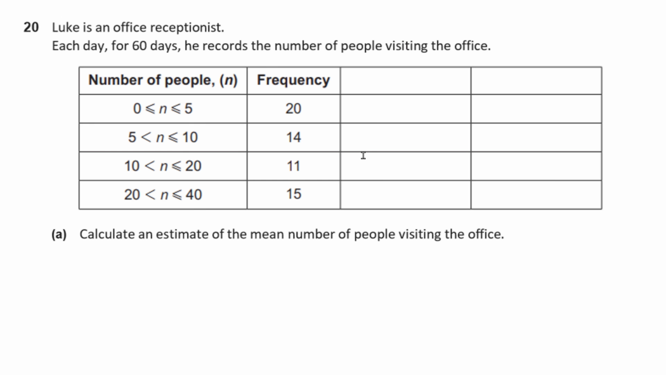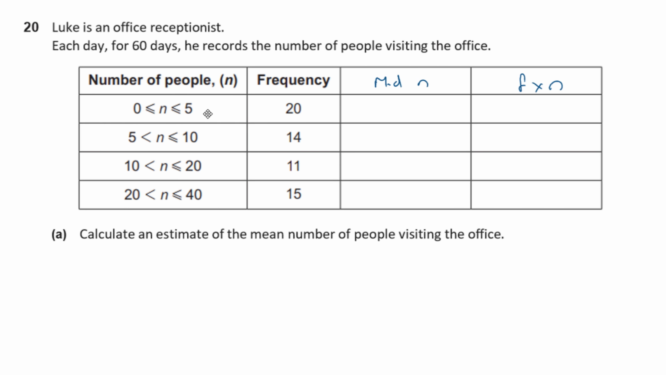Question 20. Luke is an office receptionist. Each day for 60 days he records the number of people visiting the office. So on 20 days there were between 0 and 5, 14 days between 5 and 10, 11 between 10 and 20, and 15 days when there were 20 to 40. Calculate an estimate of the mean number of people visiting the office. Okay, so we've got 2 empty boxes on the end. Now this is for our mid value, mid n, and this is my f times n column over here.